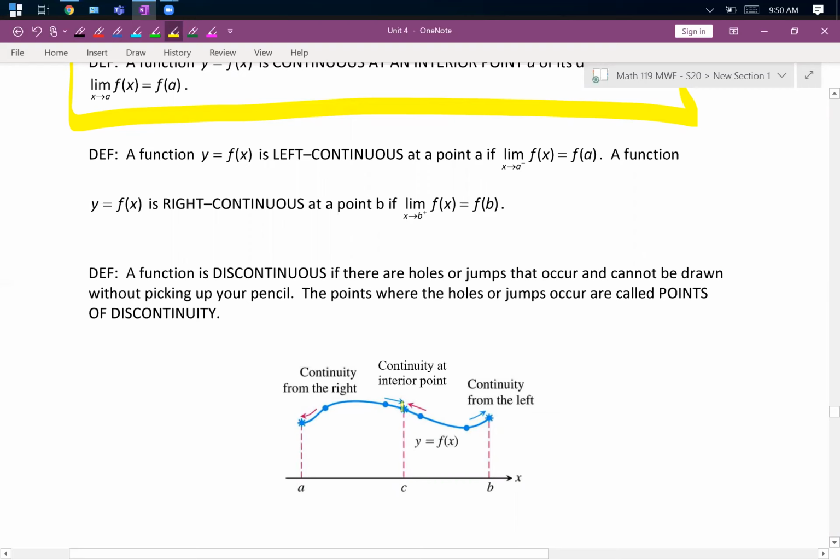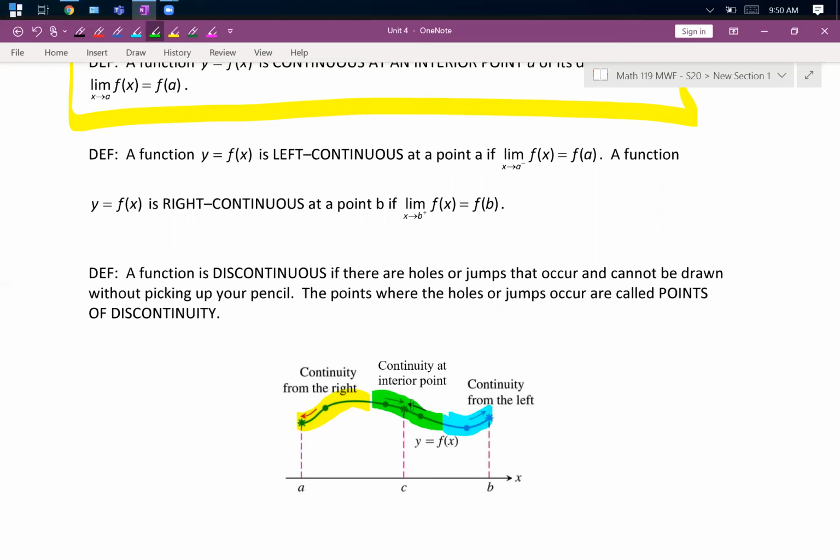So looking at our little picture here, this is going to have right side continuity because it's continuous as we approach from the right. Here we're going to have left side continuity because it's continuous from the left. And then we have continuity at an interior point if our limits are the same on both sides.